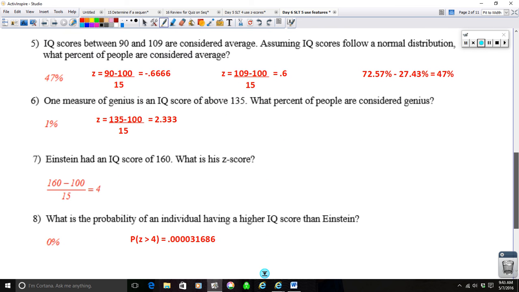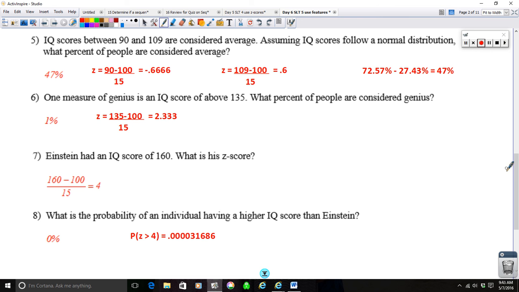IQ scores between 90 and 109 are average. Find the two z-scores. Either look them each on the chart and subtract, or you do normal CDF between negative 0.67 and 0.6.